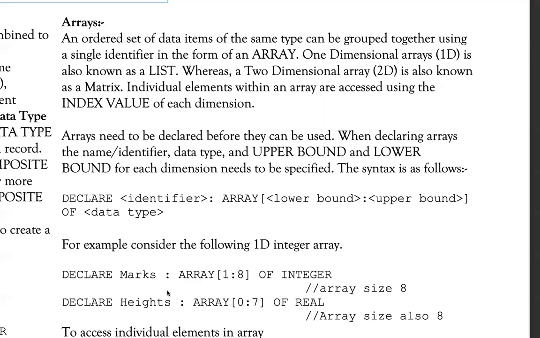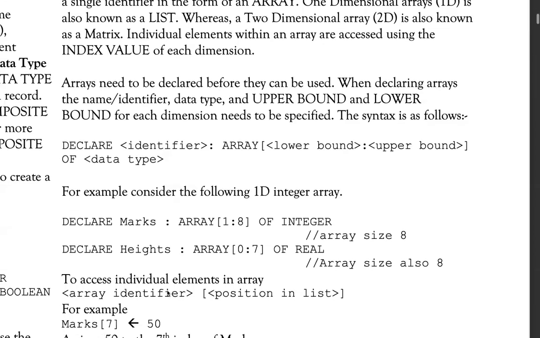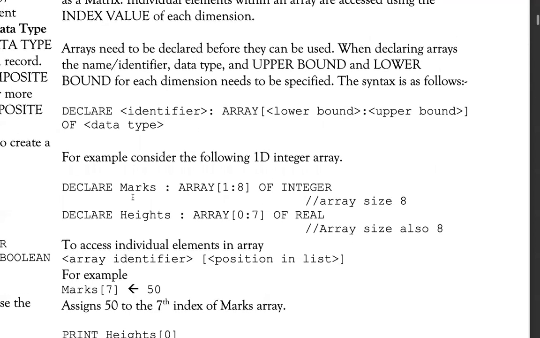So an array, whether it's one-dimensional or two-dimensional, will have to have the same data type. So you have to declare your data type here. For example, I've got marks. This is my array's name, of type array, size, index position 1 to 8, of type integer.